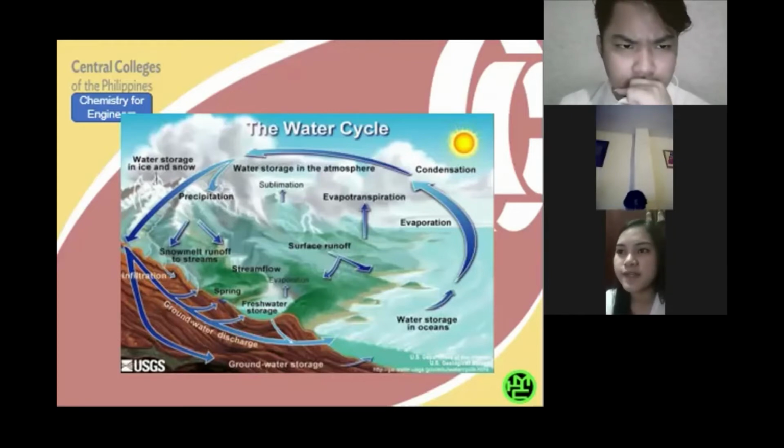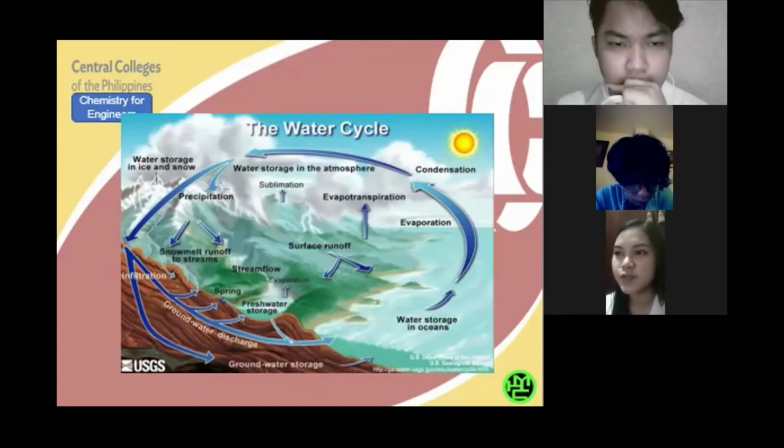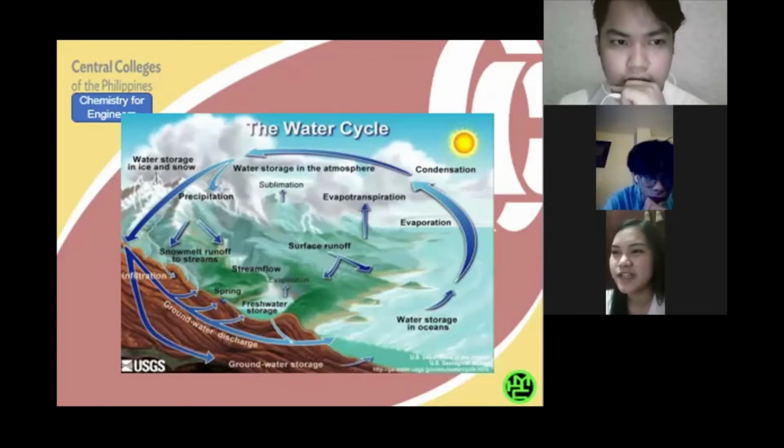Yung step 6 naman is runoff. So as the water pours down, in whatever form, it leads to runoff. Runoff is the process where the water runs over the surface of Earth. When the snow melts into water, it also leads to runoff. Then as water runs over the ground, it displaces the topsoil with it and moves the minerals along with the stream. This runoff combines to form channels, rivers, and ends up in the lakes, seas, and oceans. So yung water dito is naka-enter na siya sa hydrosphere.